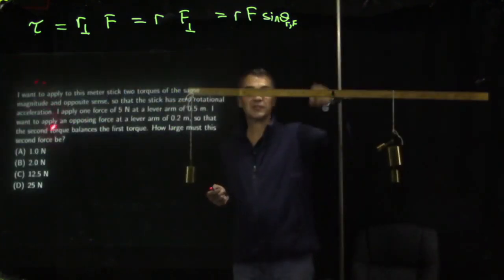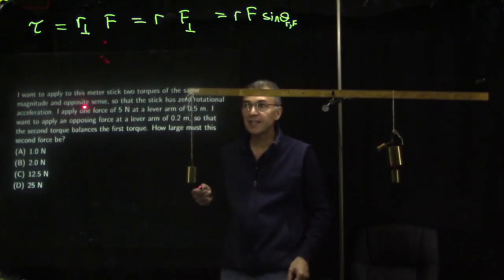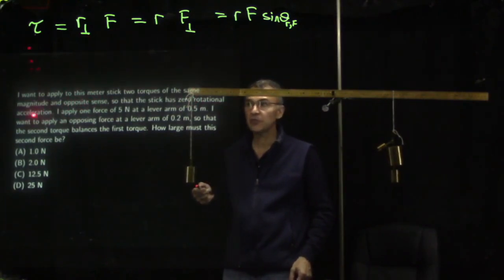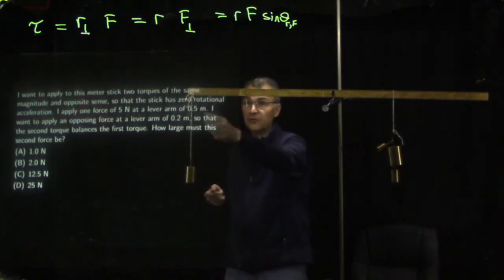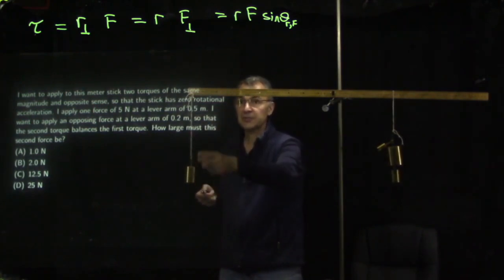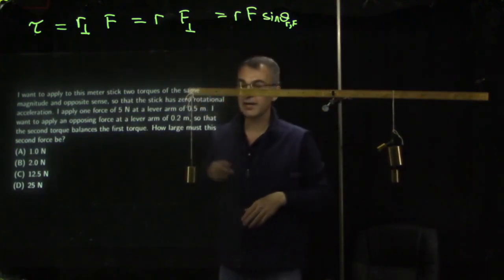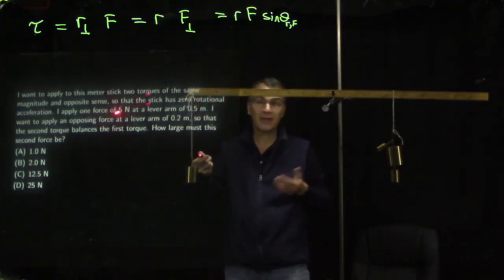I want to apply to this meter stick two torques of the same magnitude in opposite sense. In other words, one clockwise, one counterclockwise, so that the stick has zero rotational acceleration. I apply one force of 5 newtons at a lever arm of a half meter. So here's a half meter, this is a meter stick, and this is half a kilogram. So using g as about 10, that's 5 newtons.